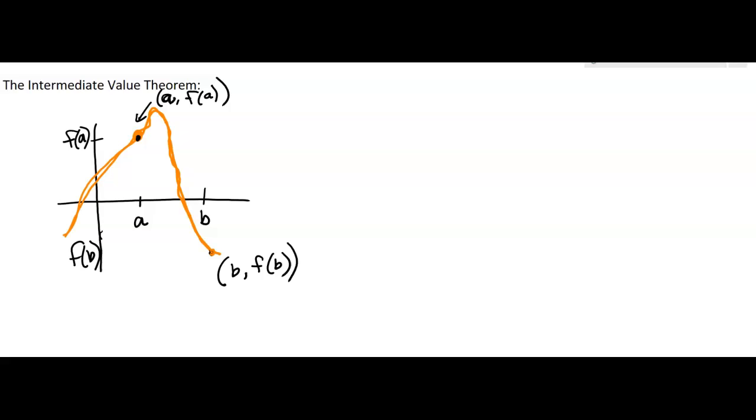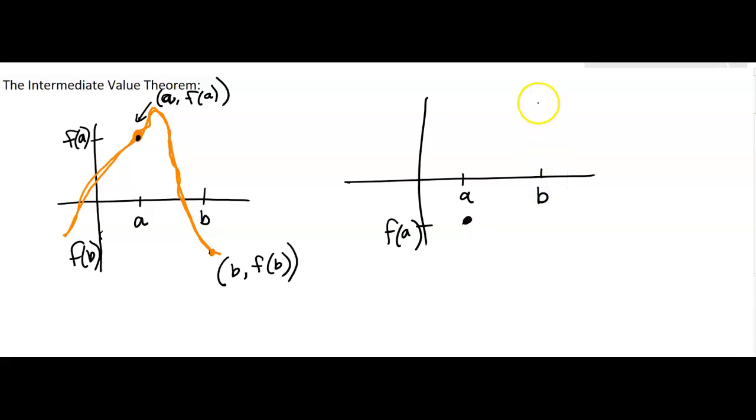Now, it works the other way as well. So let's say you do another one here. Say you have f of A as being negative, so down here, and then you have B, and it's got a point up here that's positive, then no matter what the turning points are, or what the polynomial is looking like, at some point it has to cross between A and B.